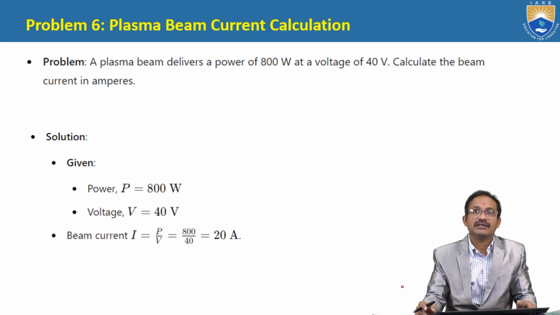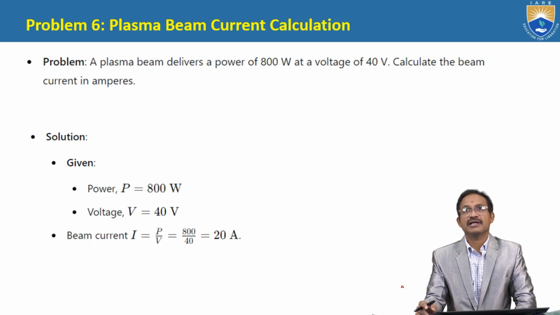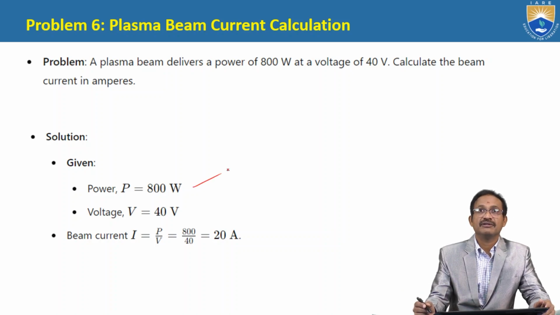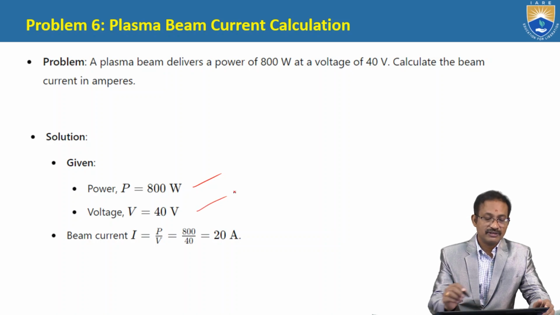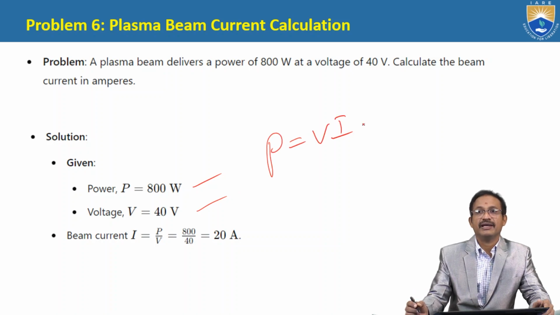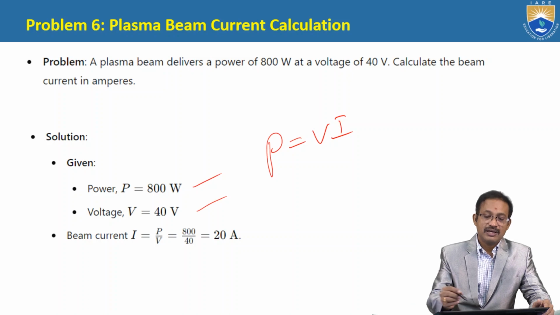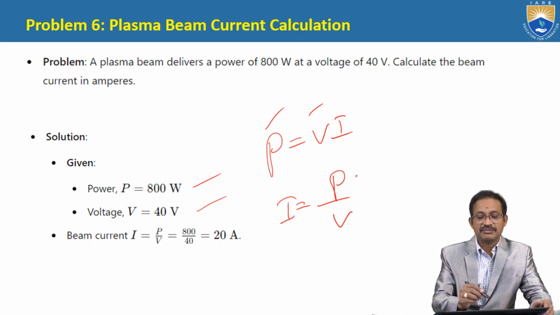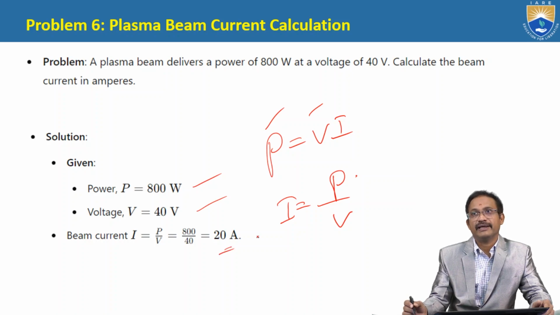Next, plasma beam current calculation. A plasma beam delivers a power of 800 watts at a voltage of 40 volts. Calculate the beam current in amperes. Power is given, 800 watts, and voltage is given, 40 volts. Now we have the formula power equal to VI. Here P is given and V is given. We need to calculate I. So I equal to P by V. Simply substitute these two, so we get the beam current I.